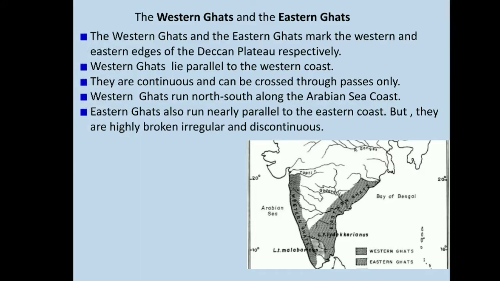Let us learn more about the Western Ghats and the Eastern Ghats. The Western Ghats and the Eastern Ghats mark the western and eastern edges of the Deccan Plateau. Western Ghats lie parallel to the western coast and they are continuous and can be crossed through passes only. Western Ghats run north-south along the Arabian Sea coast. Eastern Ghats also run nearly parallel to the eastern coast, but they are highly broken, irregular, and discontinuous.